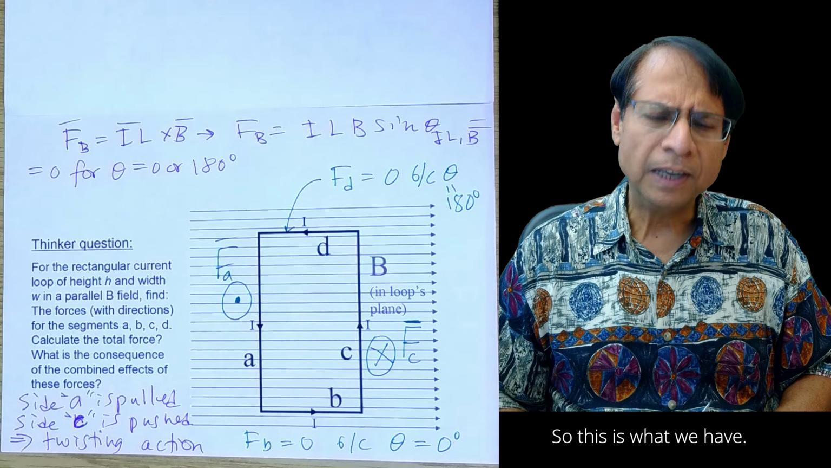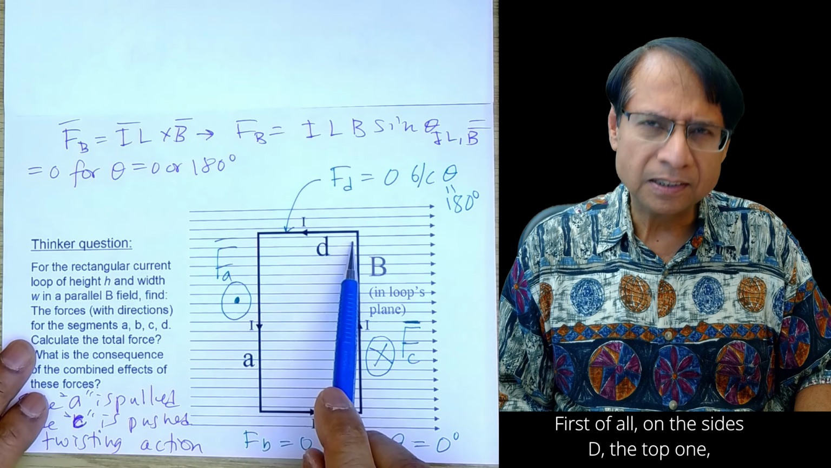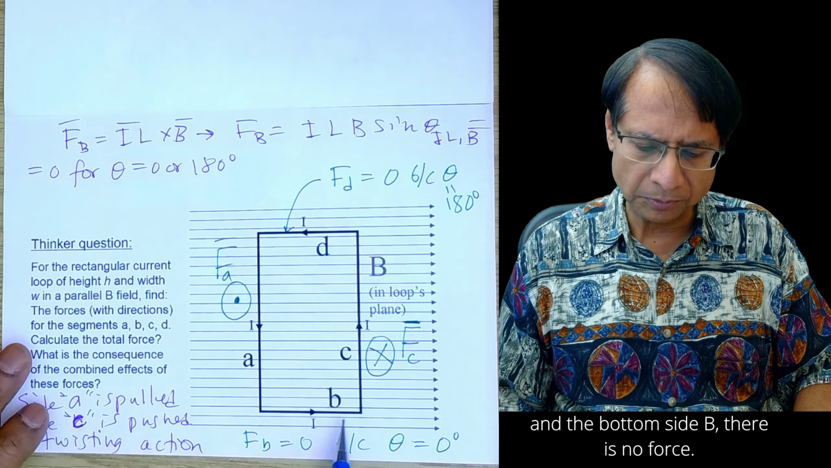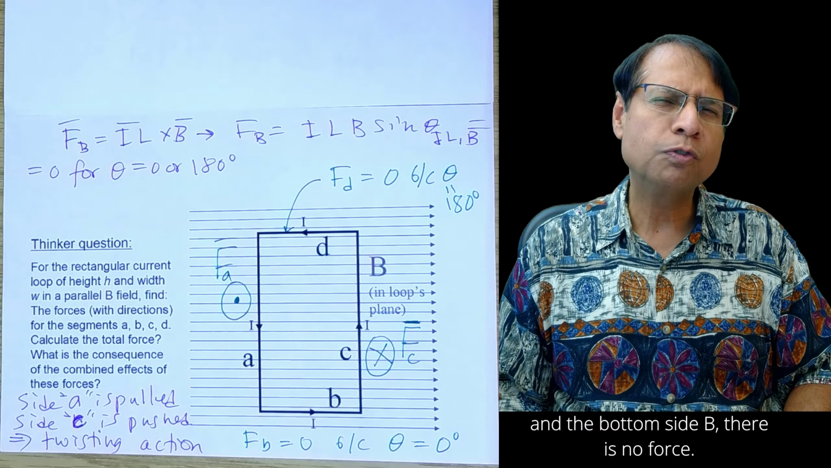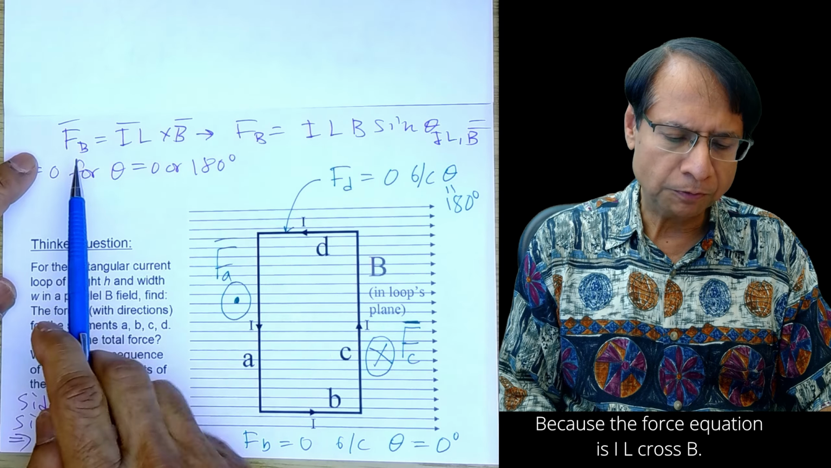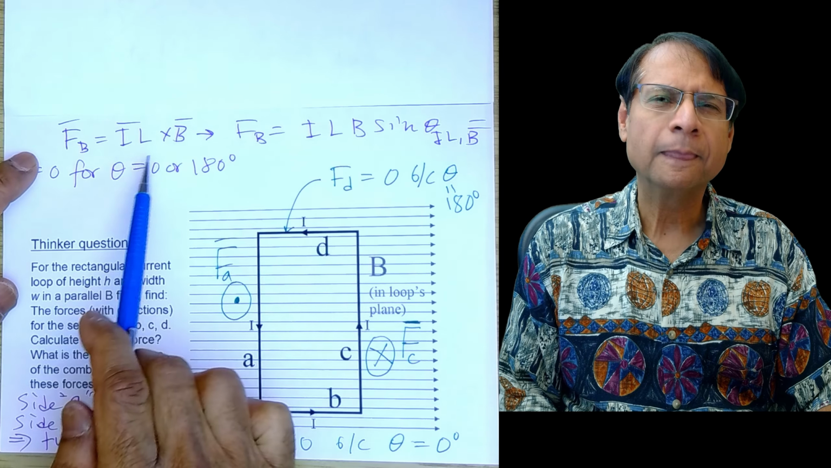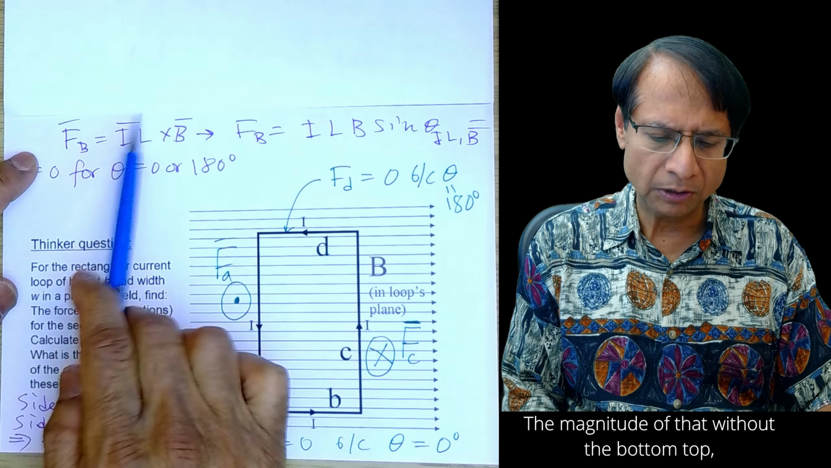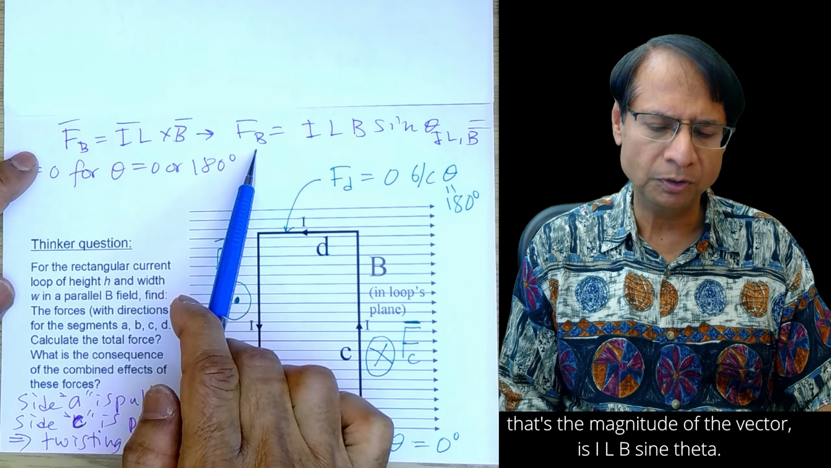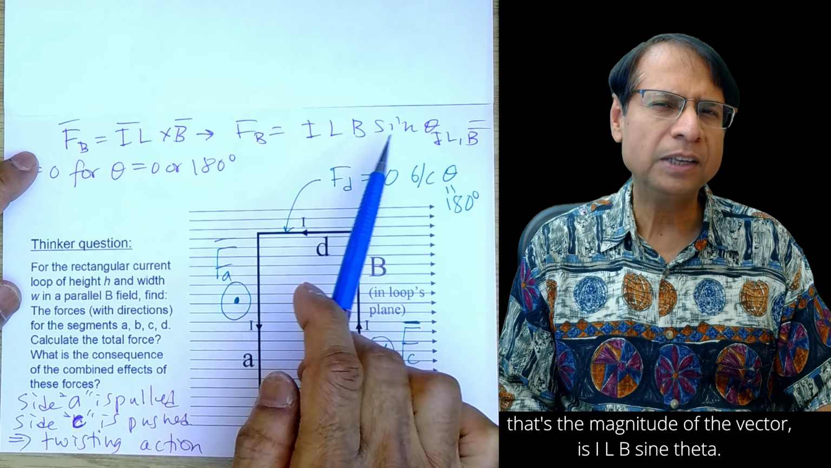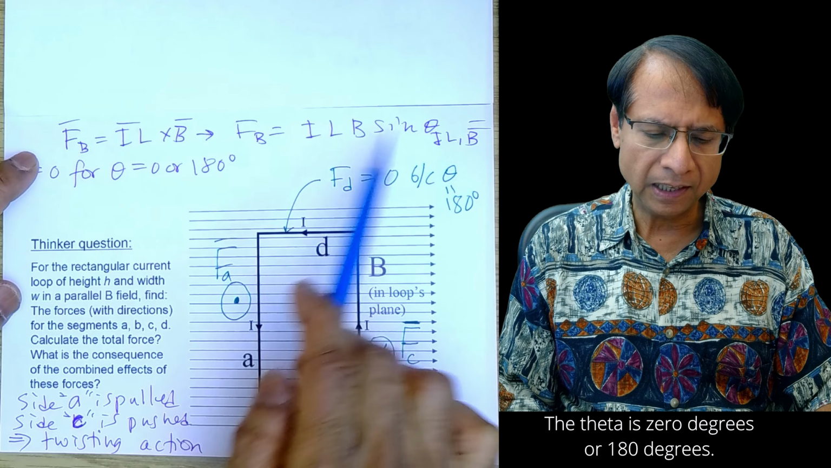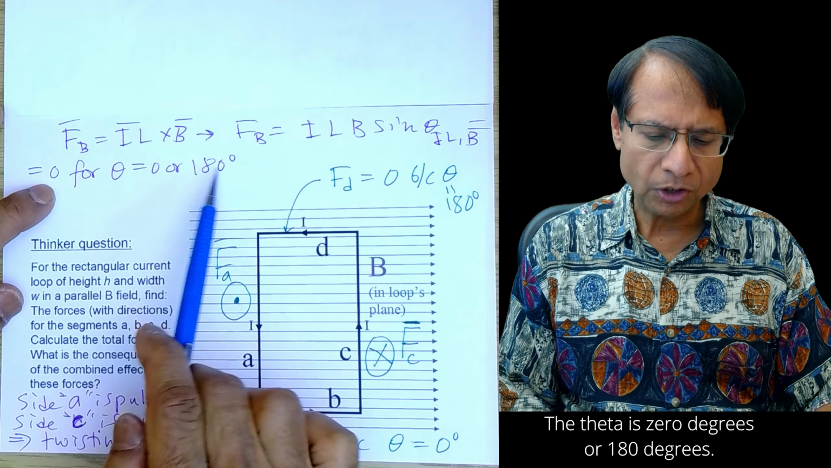So this is what we have. First of all, on the sides D, the top one, and the bottom side B, there is no force. Why? Because the force equation is IL cross B. The magnitude of that, without the bar on top, that's the magnitude of the vector, is ILB sine theta. The theta is 0 degrees or 180 degrees.